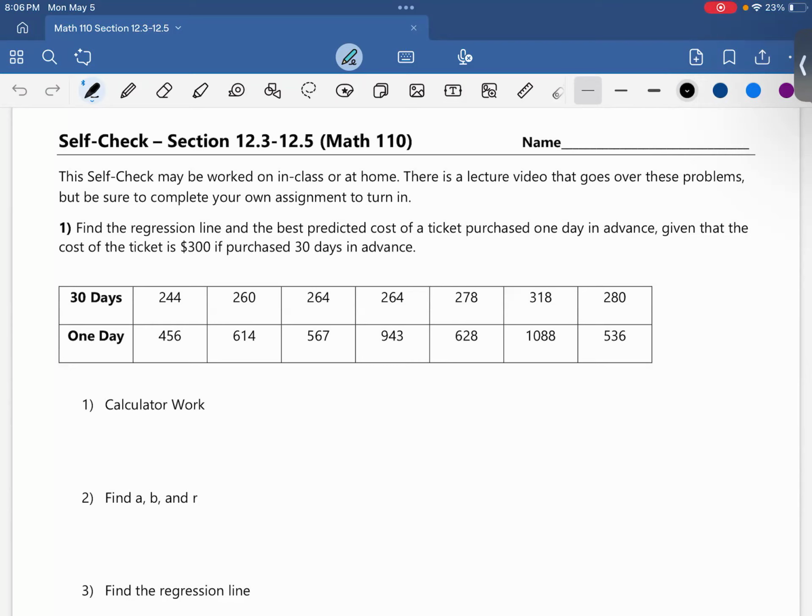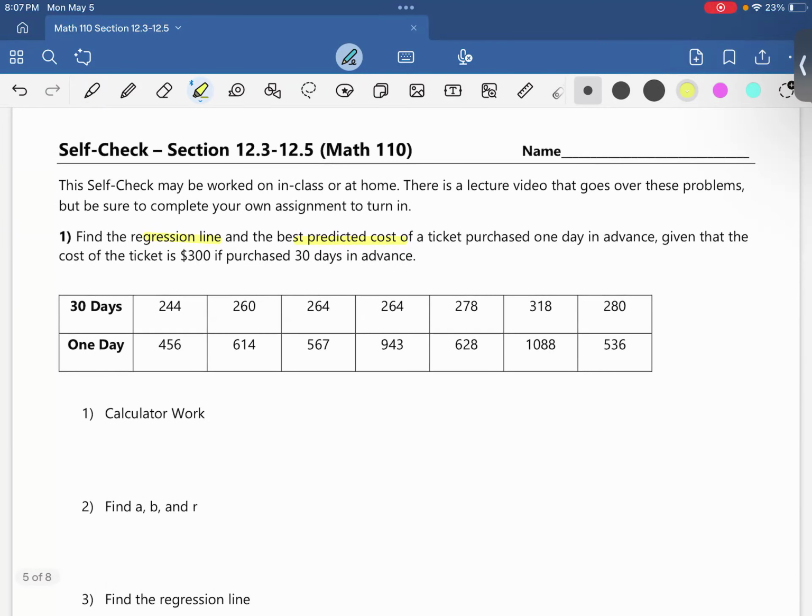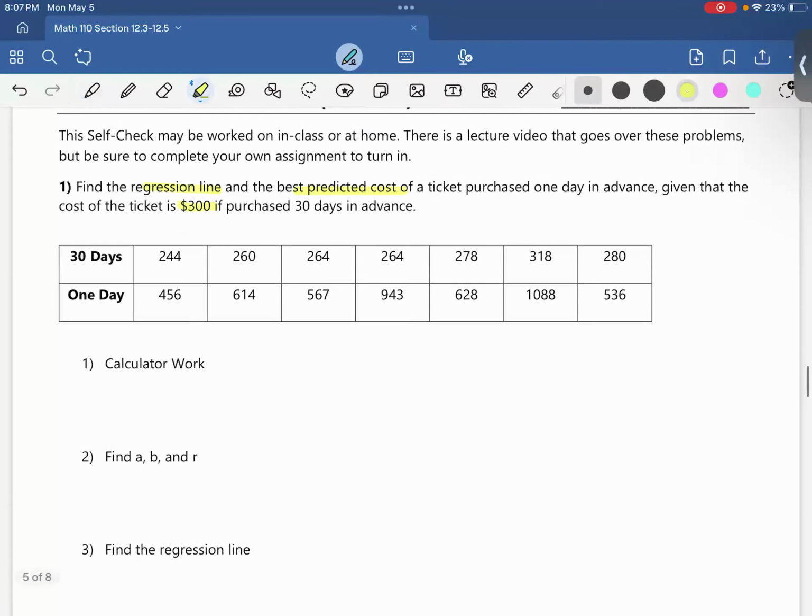Let's look at number one. Number one states, find the regression line and the best predicted cost of a ticket purchased 1 day in advance, given that the cost of the ticket is $300 if purchased 30 days in advance. So here we have two lists, the 30 days and the 1 day. This is going to be our X essentially, and this is going to be our Y. Also, this is going to be our list one and our list two.